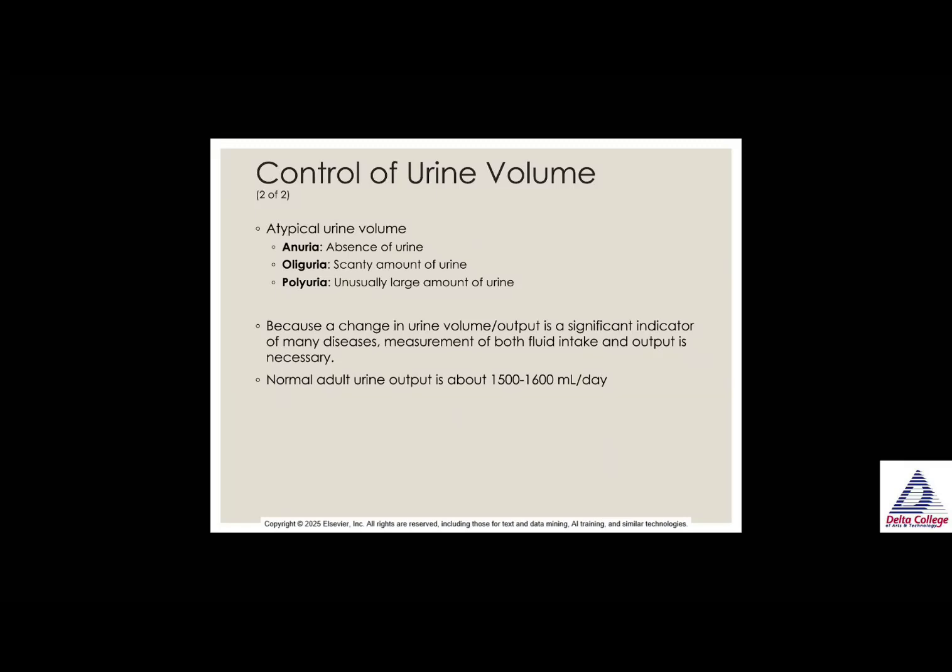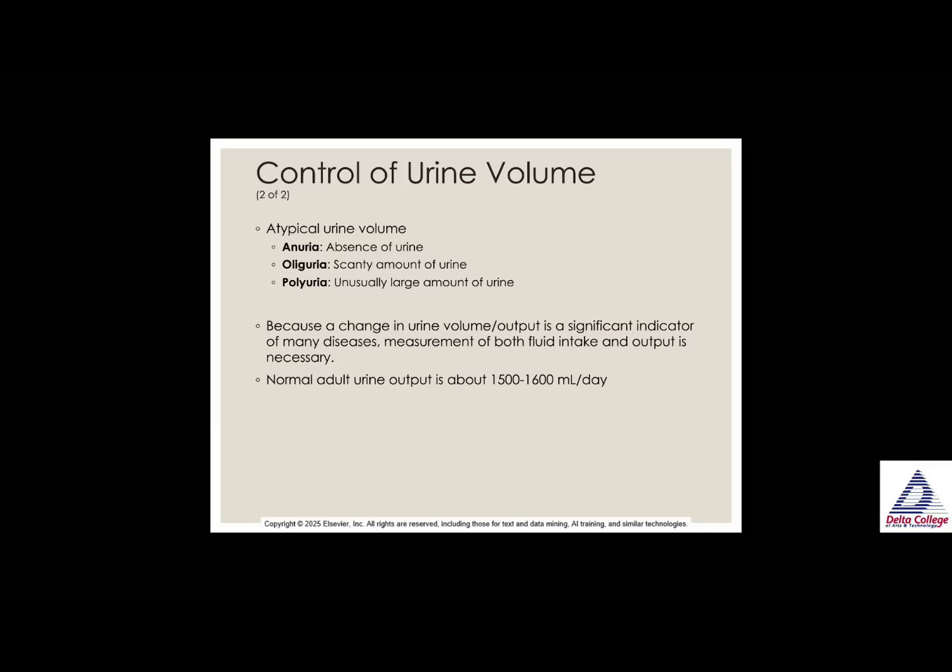Now, atypical urine volume. So these are words that are not normal for urine. Anuria, A, without or absence of urine. Oliguria is scanty amount of urine. Polyuria is unusually large amount of urine, and you need to know these terms.